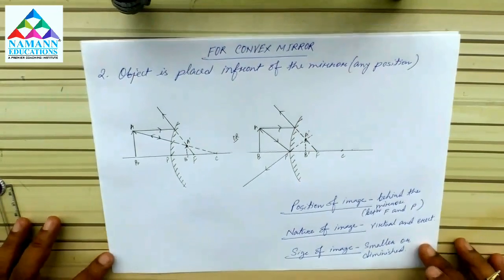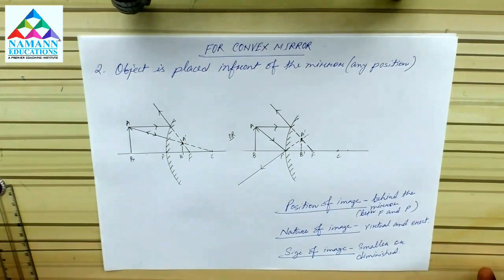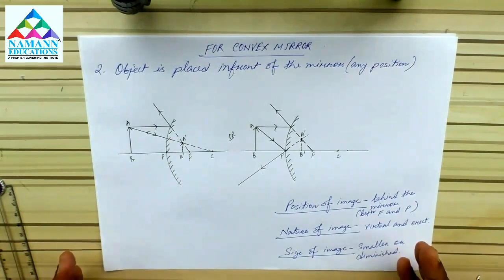The 2 diagrams are there for convex and 6 diagrams for concave mirror. And about concave mirror, you have seen that both real and virtual images are formed, and magnified as well as diminished images are formed. But in case of convex mirror, a convex mirror always forms virtual, erect and diminished image of the object placed in front of it. Whatever is the position of the object, it always produces virtual, erect and diminished image of the object placed in front of it.